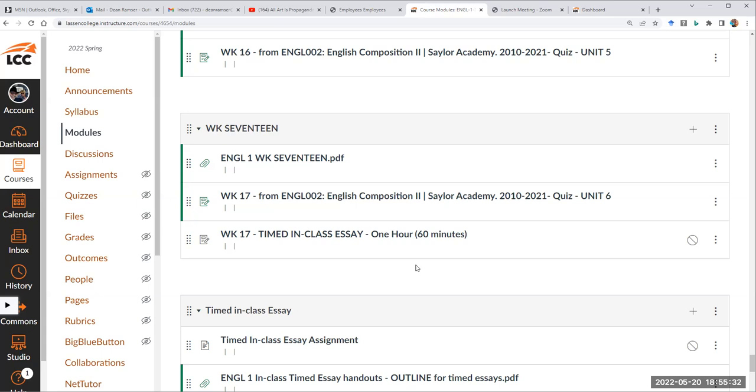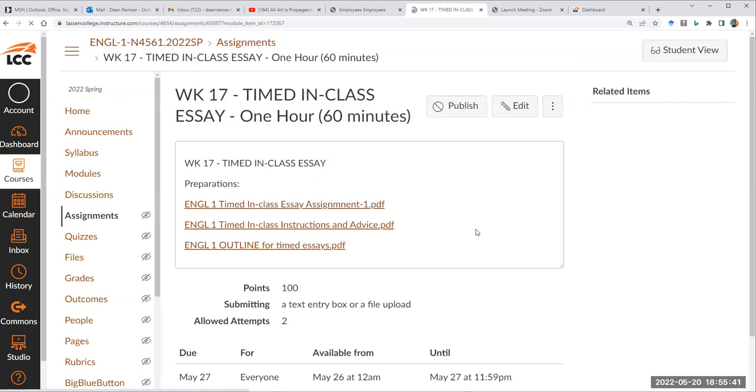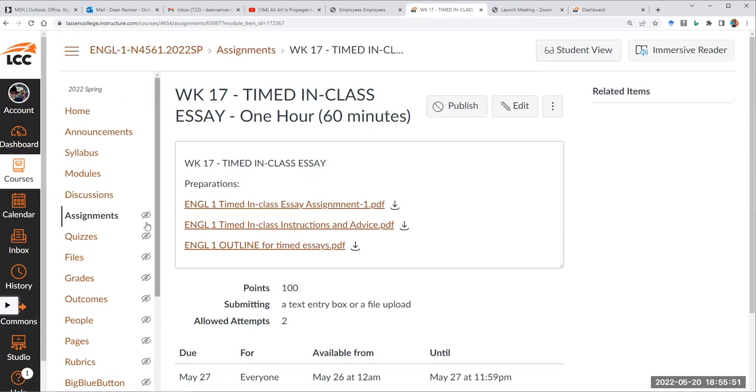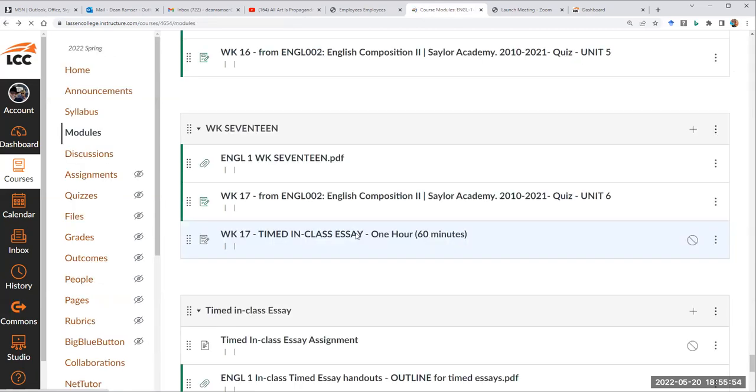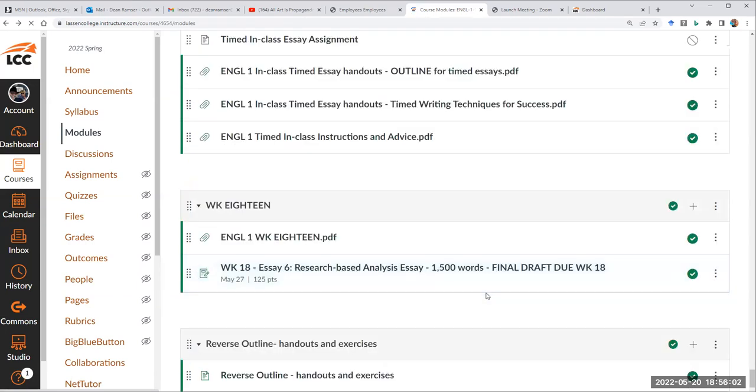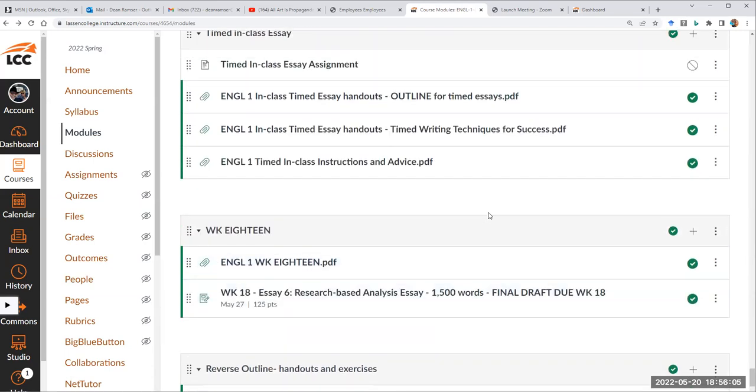I think I'm opening up the tab on the 26th. Let me take a look at it. So I'm going to start it on May 26th, and then I'll close it on Friday, May 27th. And the material I put in the announcement last week should help you with that. Then the following week is the final research essay, which is due by May 27th.